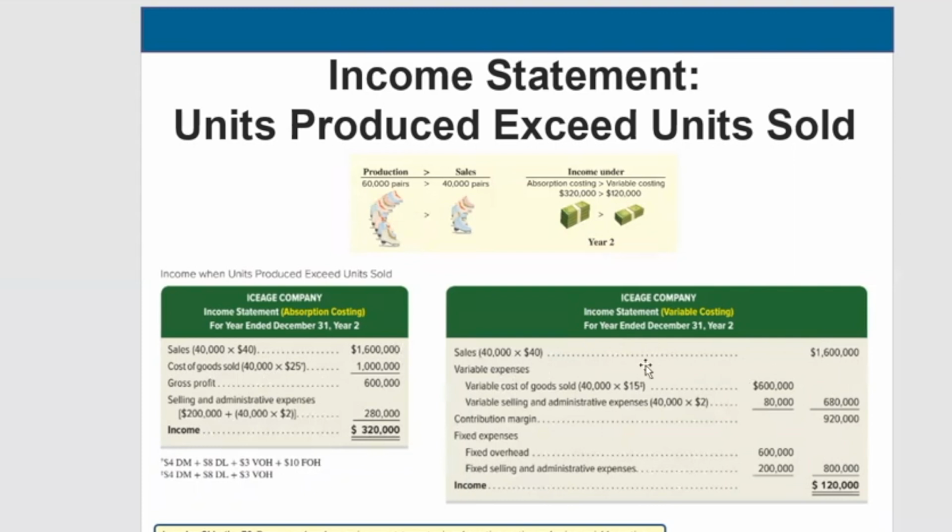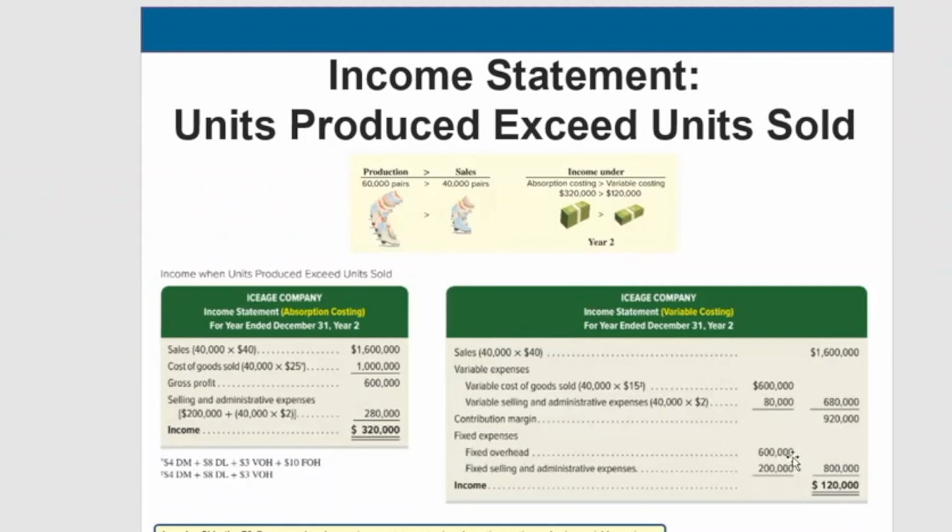Now let's look at the variable costing income statement. Sales are, of course, the same because we got $40 a piece and we sold 40,000 pairs of skates. But then we take out the variable expenses, all of them. Variable cost of goods sold, 40,000 sold, right? Not produced, sold, times the 15. Variable selling, well, we sold 40,000 and the commission was $2. But why is our net income so much worse? 120 versus 320. Well, let's see.